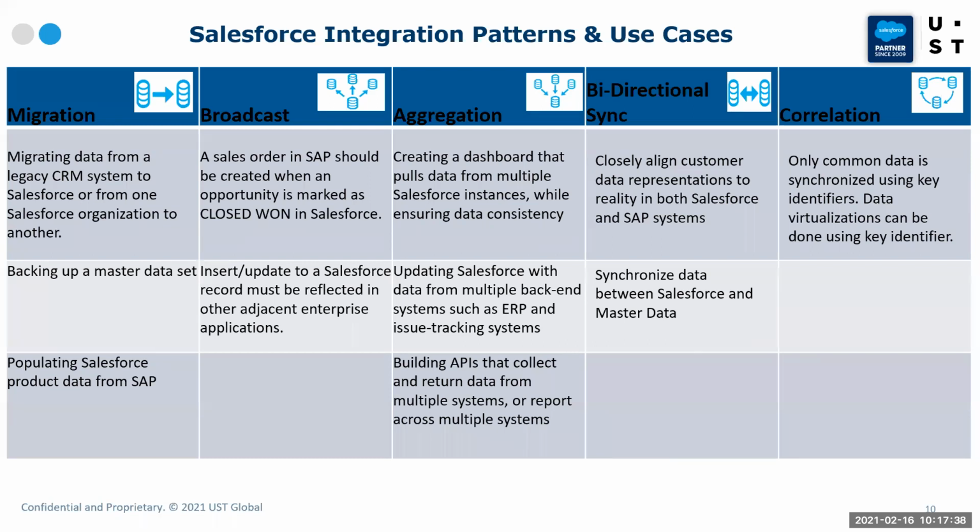And the last pattern is the correlation pattern. This is similar to bidirectional synchronization. The only difference is, instead of synchronizing all the data, we synchronize the minimum common data to save space, and we can achieve data virtualization using the common identifier. Say, for example, similar to external objects you have in Salesforce, right? If you have a common key, we should be able to get the data from external systems and show it in Salesforce. Rather than synchronizing all the data, we just synchronize the common data.